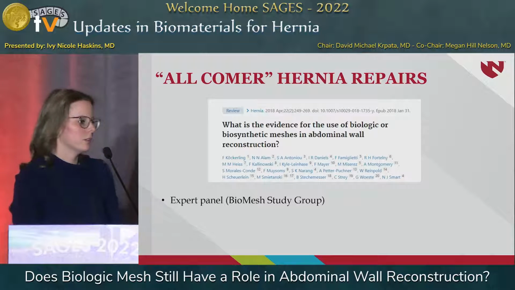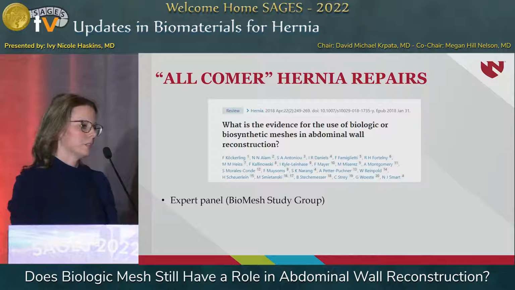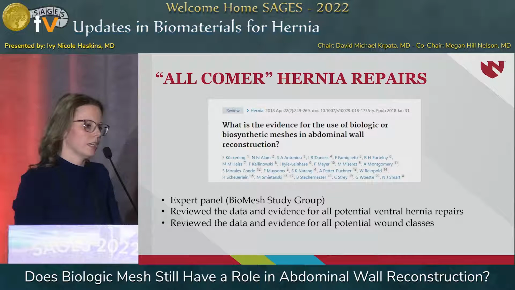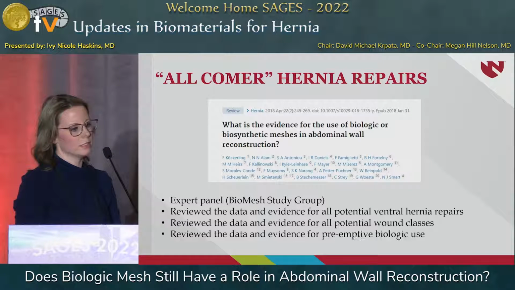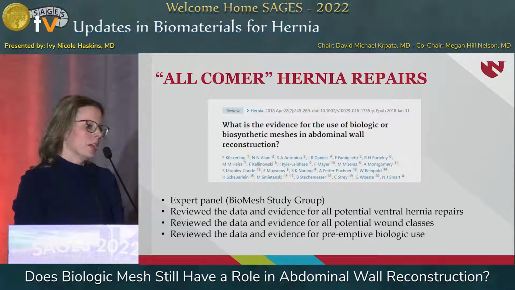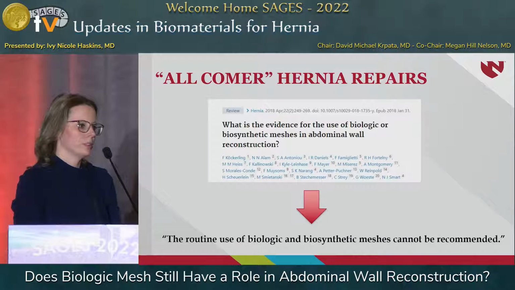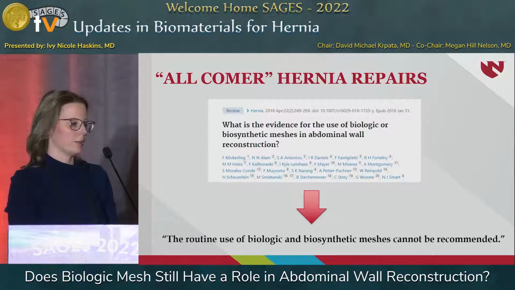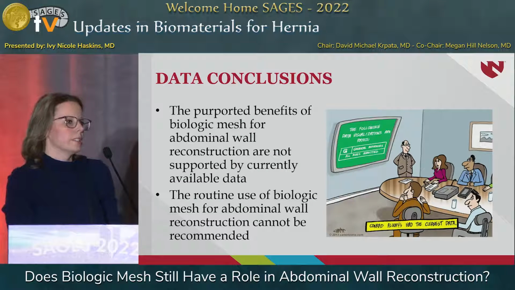This was an expert panel based out of Europe known as the Biomesh Study Group. They reviewed the data and evidence for all potential ventral hernia repairs, as well as the data and evidence for all potential wound classes. And they also looked at the preemptive biologic use. So for example, at the time of stoma creation or stoma closure, or the closure of a midline laparotomy. And their ultimate conclusion, based on all available data, was that the routine use of biologic and biosynthetic meshes cannot be recommended. So what does the data tell us?